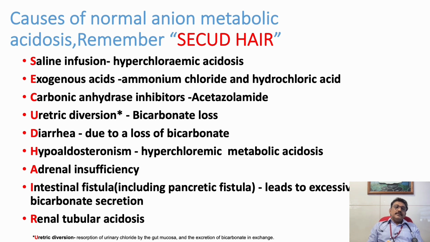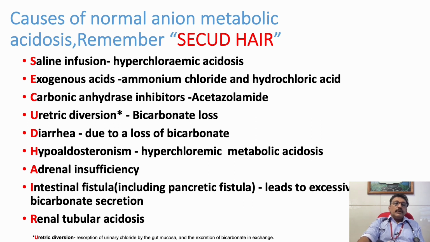So you can see this list. One of the most common causes for normal anion gap metabolic acidosis will be severe diarrhea. That will be the most common cause. Then renal tubular acidosis is one of the important causes in patients admitted in ICU and wards. And if the patient has received a large amount of normal saline, then it is saline infusion induced hyperchloremic acidosis. But that condition is always benign. We need not worry about that condition.